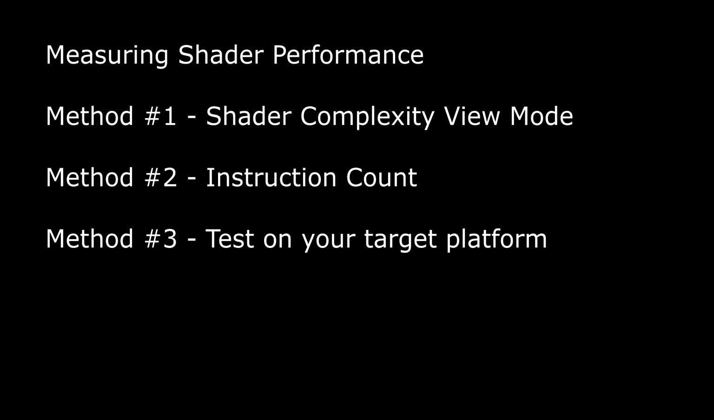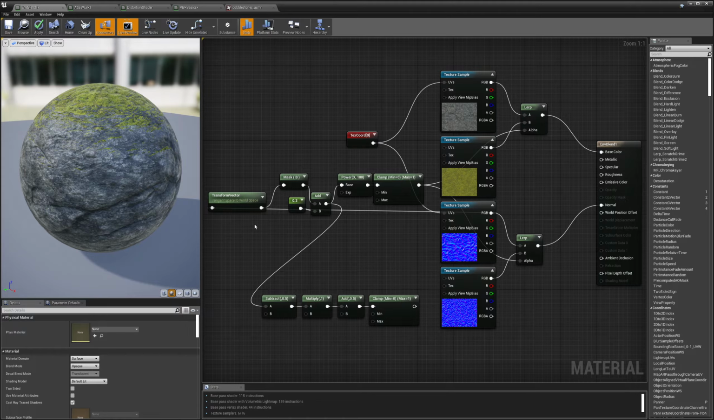Okay, so we talked about the performance view mode, we talked about shader instruction counts, and we talked about measuring your scene on your target platform. And it kind of goes in order. So the performance view mode is the least best method. Judging instruction counts is probably the second best method, and then measuring your scene on the target platform is the best method for measuring performance.